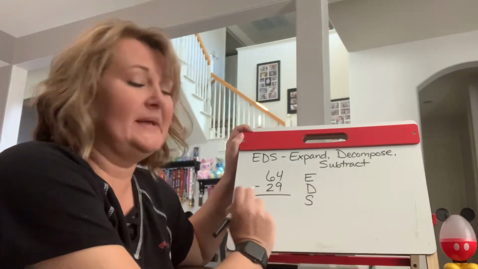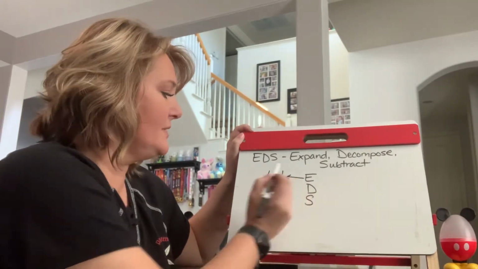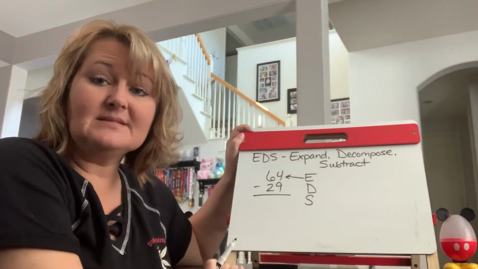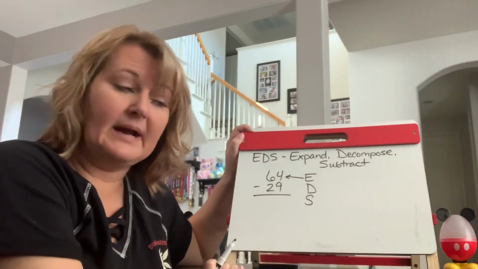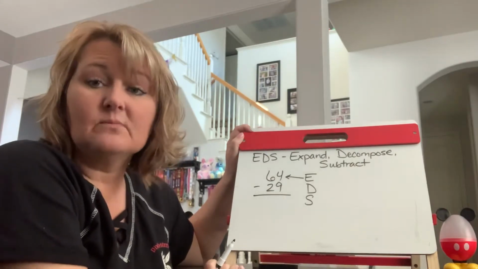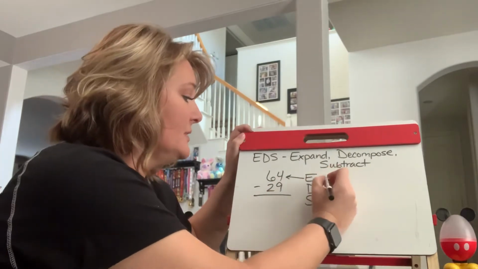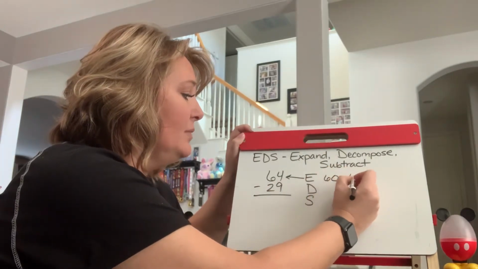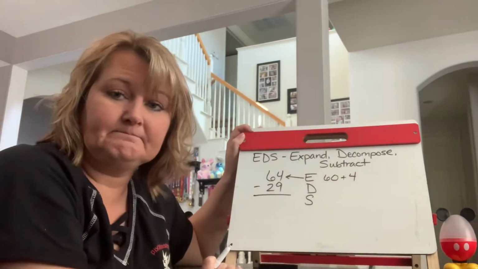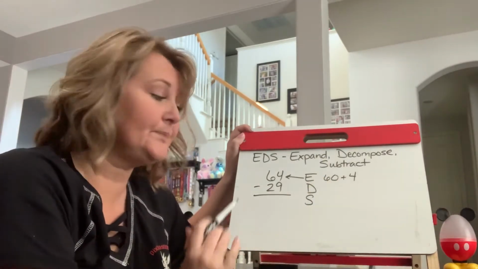First, we're going to expand. The number we're going to expand is the first number we're dealing with in the problem. It's this one right here. And to expand it simply means to separate it out by its units. So whether it's hundreds, tens, ones, that's how you're going to separate it out. In this case, we have no hundreds, so we're going to go straight to our tens. We know it's 60 plus 4 when we expand it. You'll notice that 60 plus 4 is still 64.